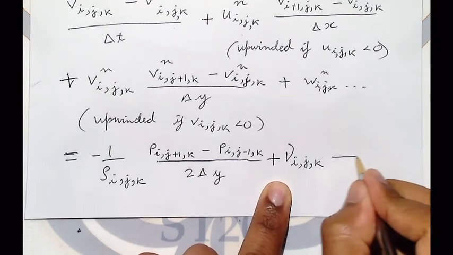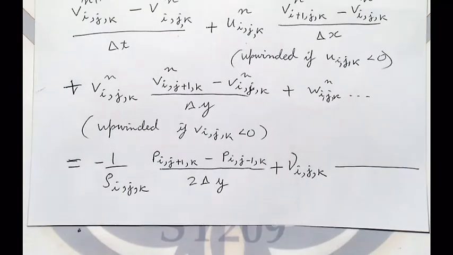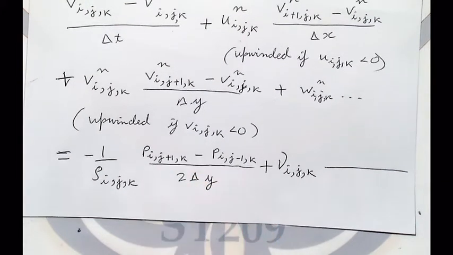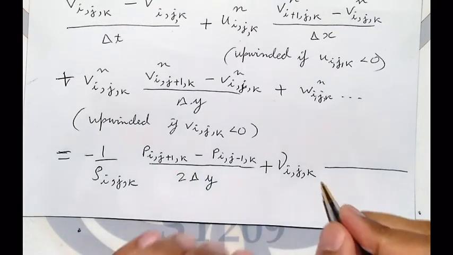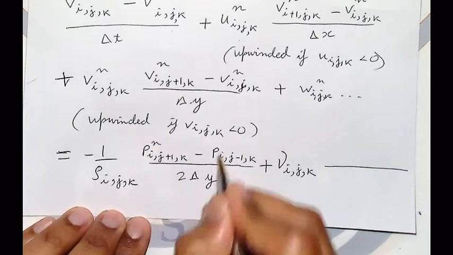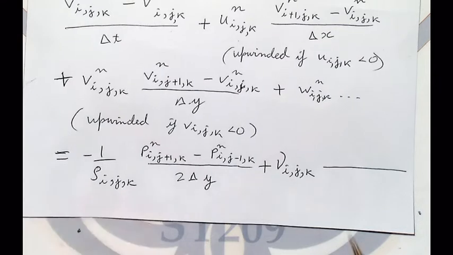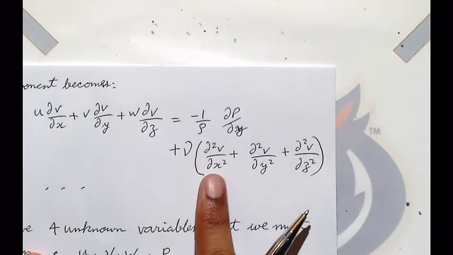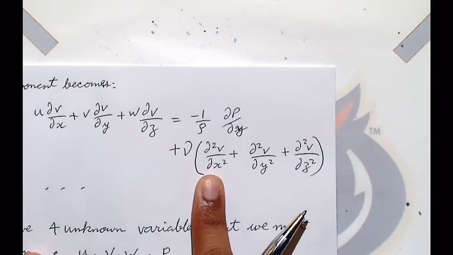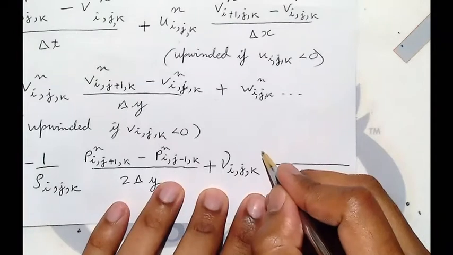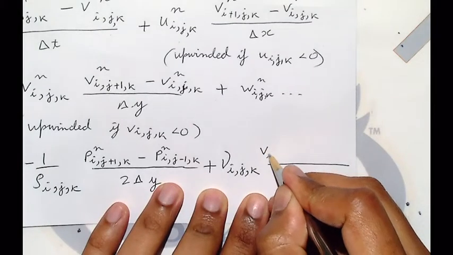What should I write? Can you keep the paper a little bit more so that we can see? Okay. d2v by dx squared is I plus 1 minus 2 times I plus I minus 1, over delta x squared.